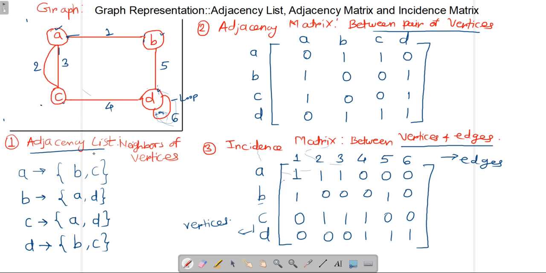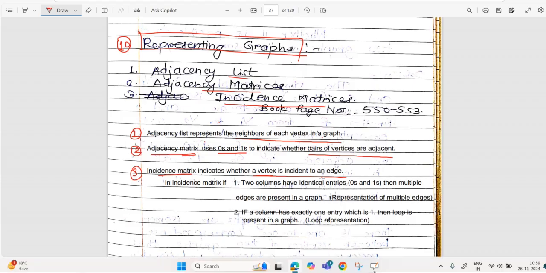Before that we will again revise. The adjacency list is about neighbors: we are checking the neighbors of a vertex. In the adjacency matrix, we are checking whether a pair of vertices are neighbors of each other or not. So we have written 1, and in the adjacency matrix, if you take this one as an example, you will get to know that vertex A and vertex B are neighbors of each other.